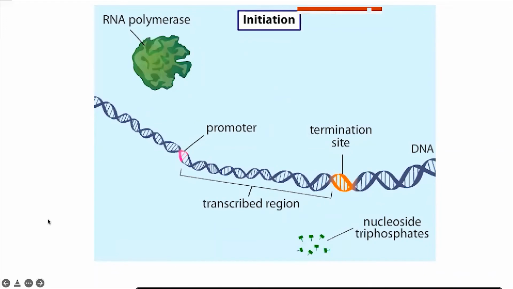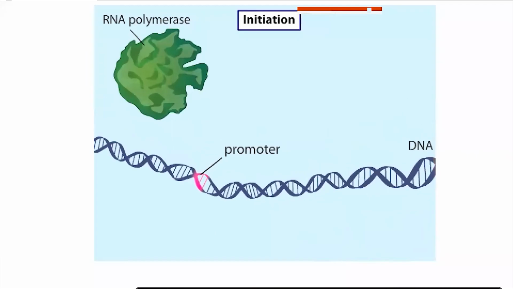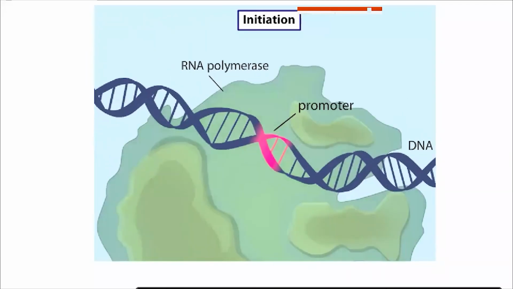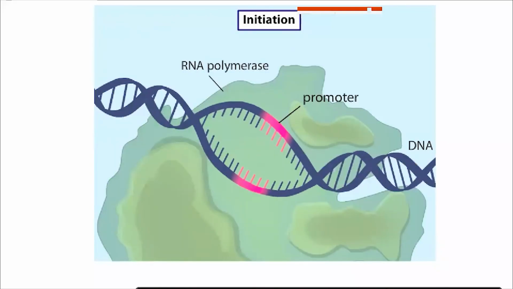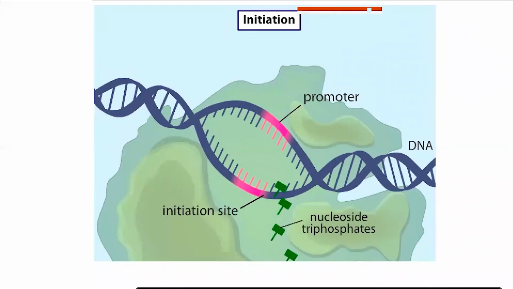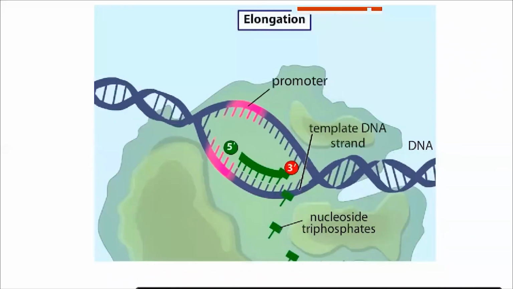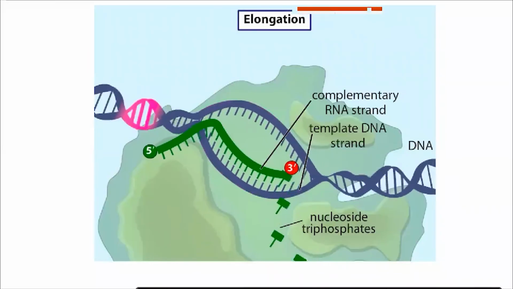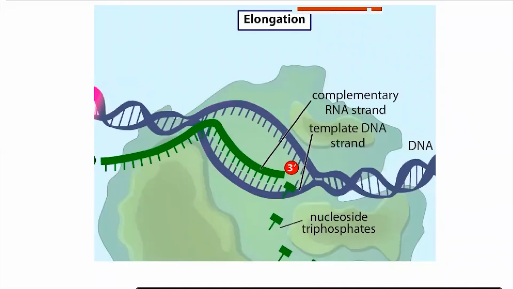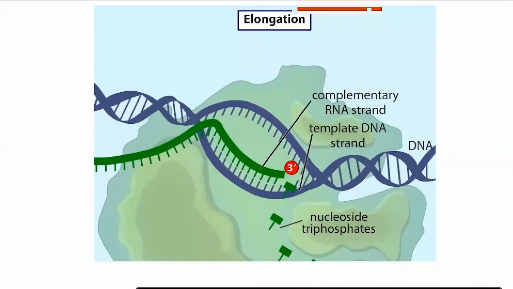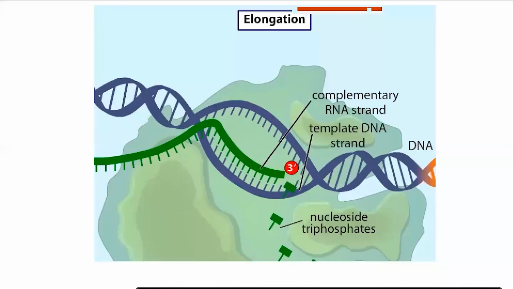Transcription initiation occurs at a promoter, a region on the DNA where RNA polymerase binds. RNA polymerase attaches to the promoter and begins to unwind the DNA. At the initiation site, the polymerase begins reading the DNA template strand and building a complementary RNA strand from free nucleoside triphosphates. The RNA strand grows by the addition of these substrate molecules to its 3' end. This is the elongation phase of transcription.